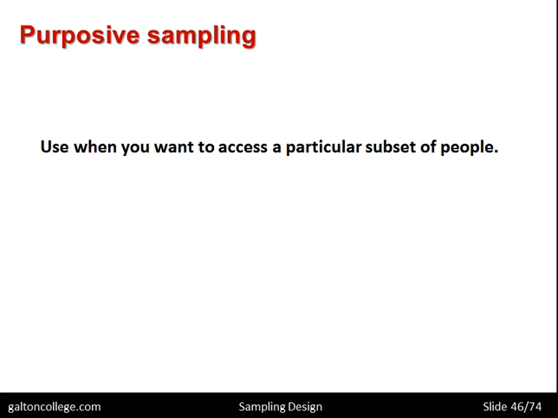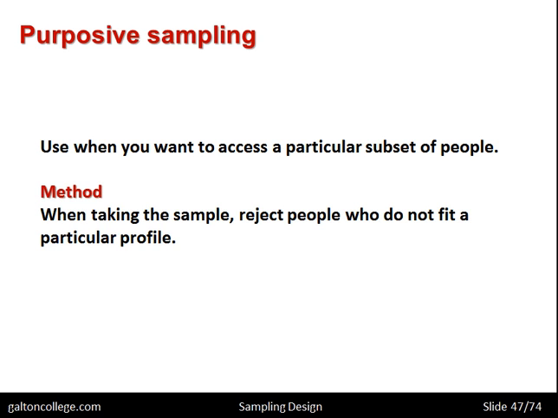This is used when you want to access a particular subset of the population. When taking the sample, reject people who do not fit a particular profile. So this could be very wide. It could be that females are rejected because this is something which is predominantly male orientated. Or males could be rejected because it's predominantly female orientated. Or people of a certain age are excluded.